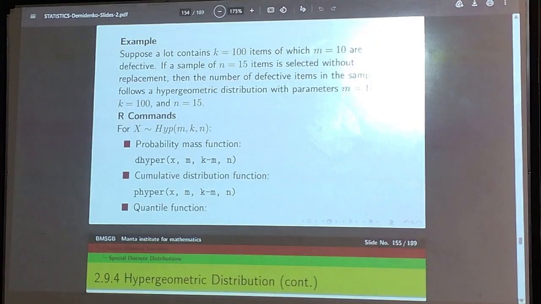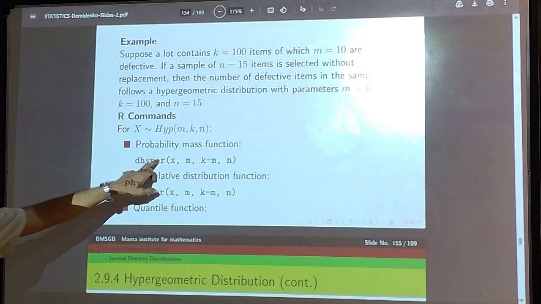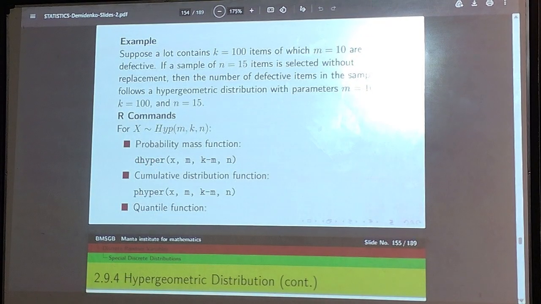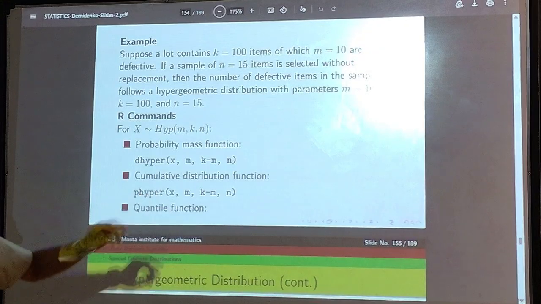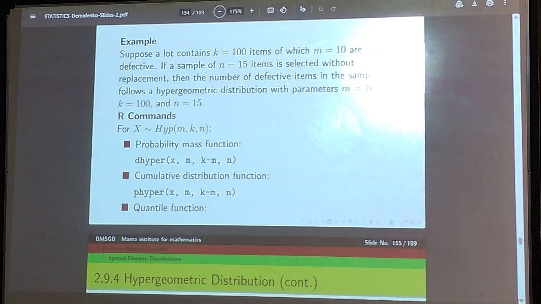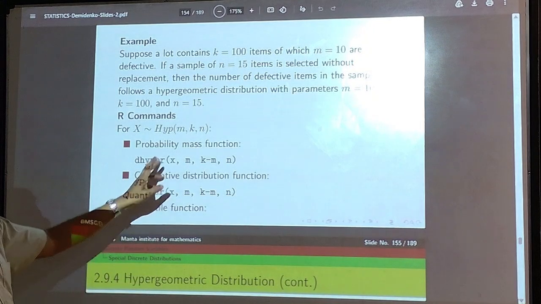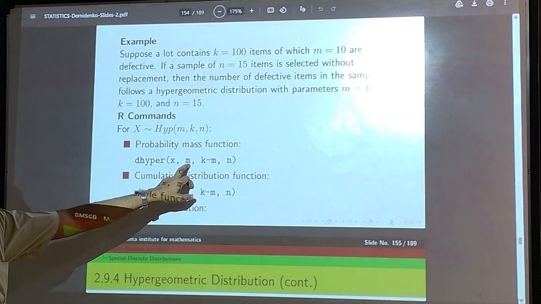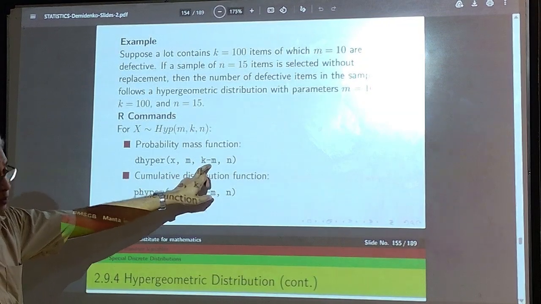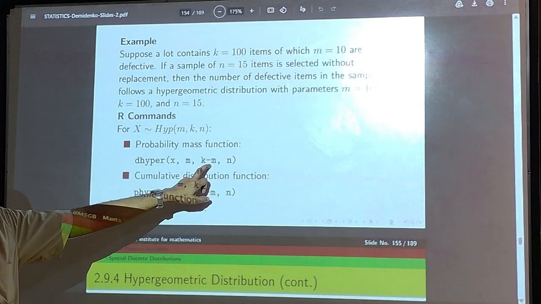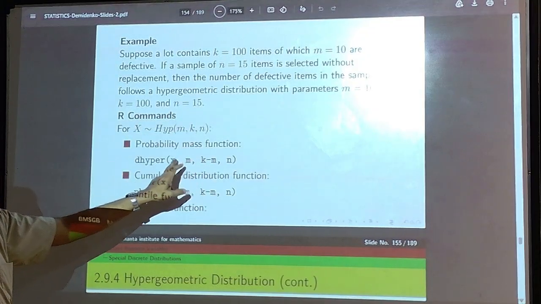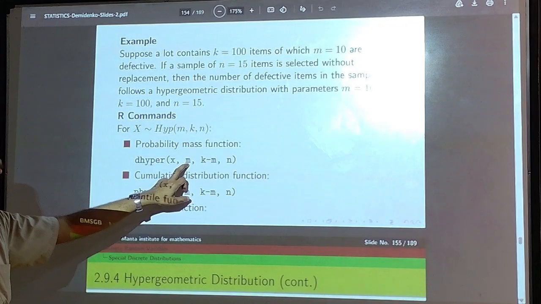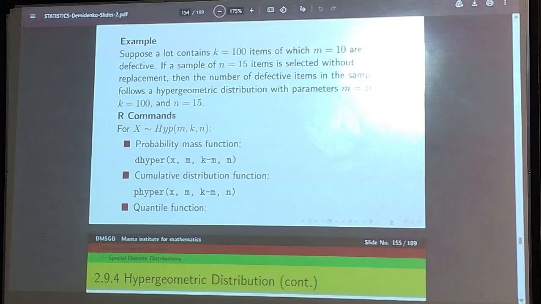r වලට දාන්න වෙන්නේ mass function එක ගන්න තියෙන function එක d hyper, cumulative probabilities ගන්න තියෙන function එක p hyper. Those are the two functions. ඒකේ දෙවෙනි argument එක number of successes, තුන්වෙනි argument එක number of failures. මගේ notation එකට number of successes m නම් in the population, number of failures එන්න ඕනේ k minus m.